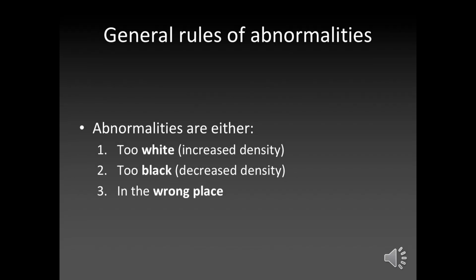So in terms of general rules of thumb, abnormalities on X-ray are very simple. Things are either too white, so there's more density. For example, if there's a new nodule in the middle of the lung, the rays can't get through, so it appears whiter. Or they're too dark, so if there's a hole in one of the tissues, that'll show up as being too dark. Or they're in the wrong place.